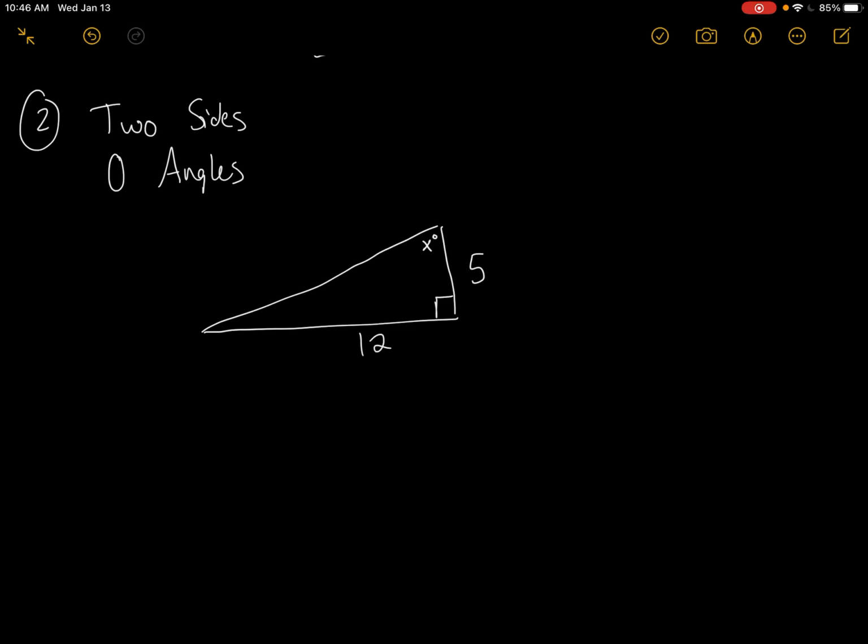So again, we want to set ourselves up just like we were before. So we know that this side is our hypotenuse. We don't need to worry about that side. So we're actually going to be looking at, we have our opposite side, which is 12. And then we have the side that's right next to it. That's going to be our adjacent side. So we only have opposite and adjacent to work with.